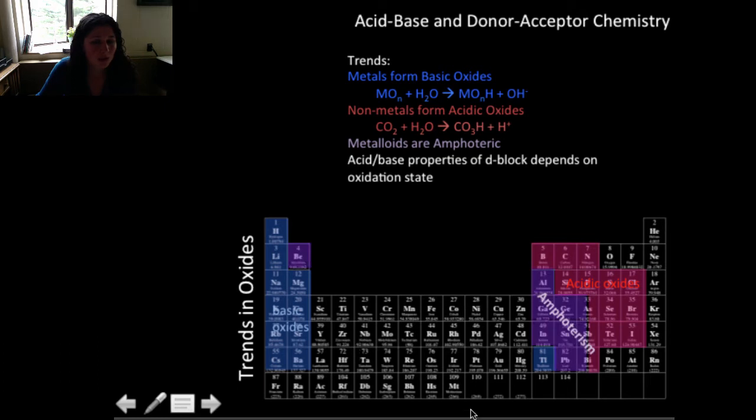In between the metals and the nonmetals, you have metalloids, and those things usually produce both. They can demonstrate both acidic or basic properties, and so they're called amphoteric, or they demonstrate amphoterism. And then the acid-base properties of the oxides of d metal ions really depend on oxidation state.